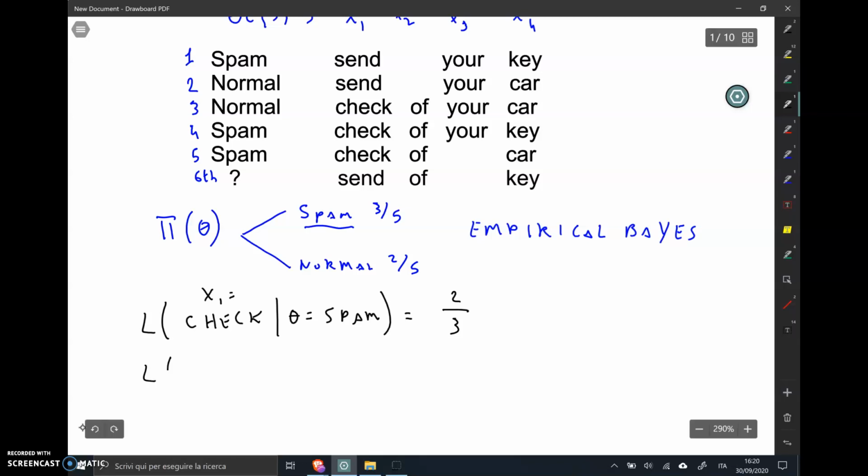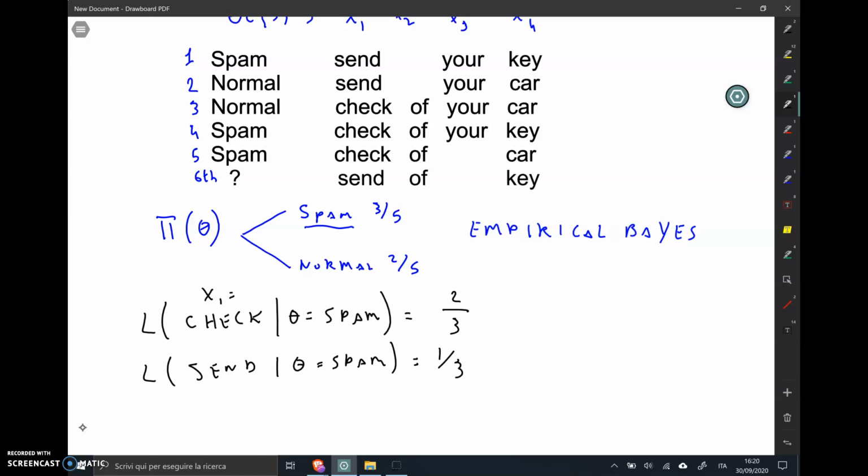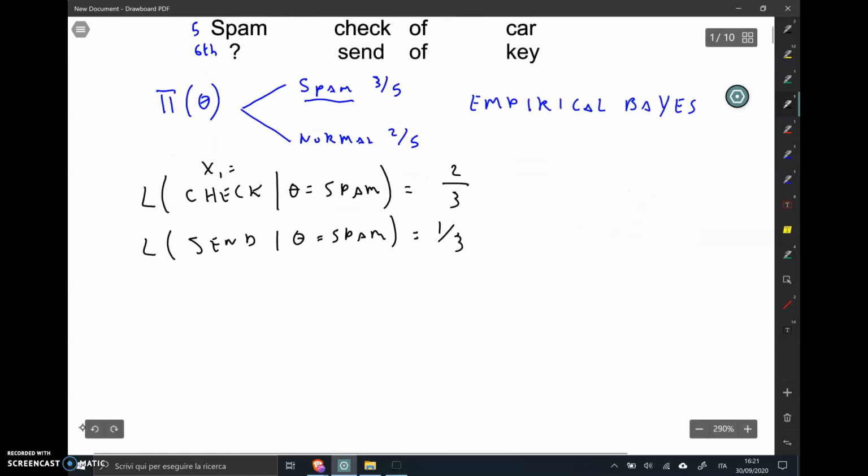That's the likelihood for spam if we observe the word check. Now, how likely is it that the message is spam if we observe, for example, the word send? Well, this is the contrary, just 1/3. In fact, we have 3 messages of spam and 1 is send. Now we can make a simple reasoning. Suppose now we have to apply the Bayes theorem. Suppose I observe the word check. What is the probability of being spam?